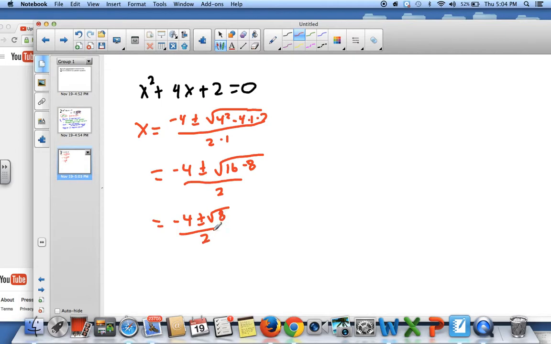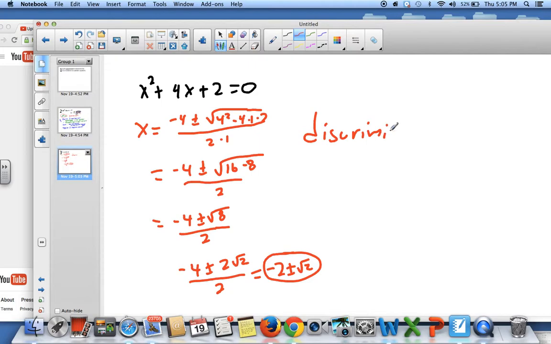The square root of 8 can be simplified to 2 times 2 times 2, so that's going to be negative 4 plus or minus 2 square root of 2 over 2, which can be simplified to negative 2 plus or minus the square root of 2. That's that. Now notice a couple of things. The discriminant for this problem is what's underneath, b squared minus 4ac. So 4 squared minus 4 times 1 times 2, 16 minus 8, which is 8.